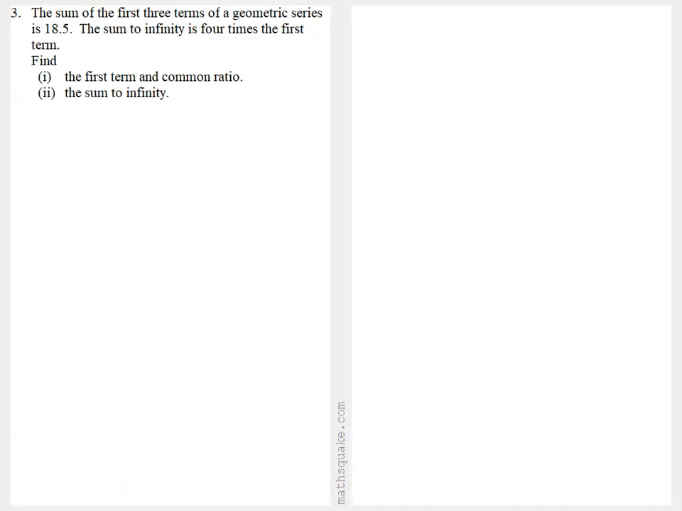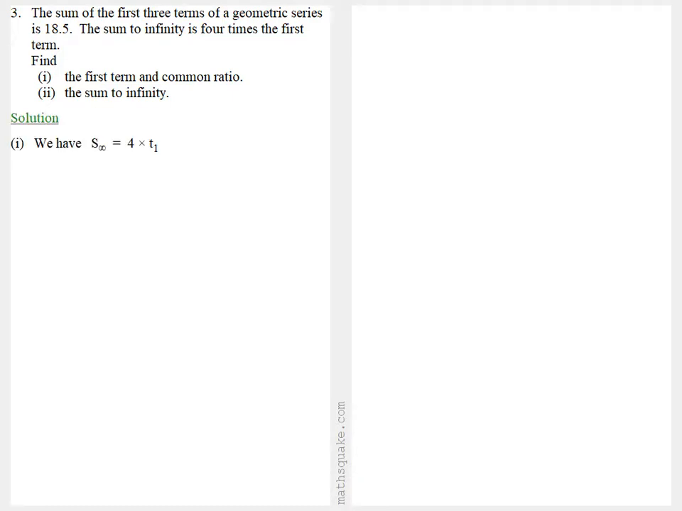In question 3, we're given the sum of the first three terms of a geometric series is 18.5. The sum to infinity is 4 times the first term. Find the first term and the common ratio, and find the sum to infinity.